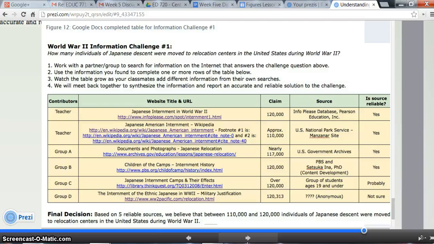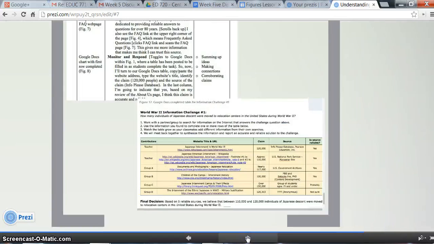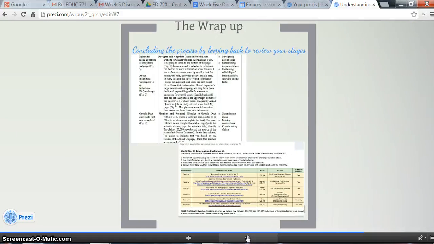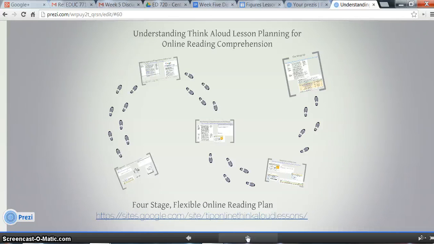And through this process, students have an opportunity to be cognizant of where they're going, what they're doing, and why they're doing it, and being thoughtful and questioning themselves and each other and the teacher facilitator to come up with appropriate answers to questions at hand.